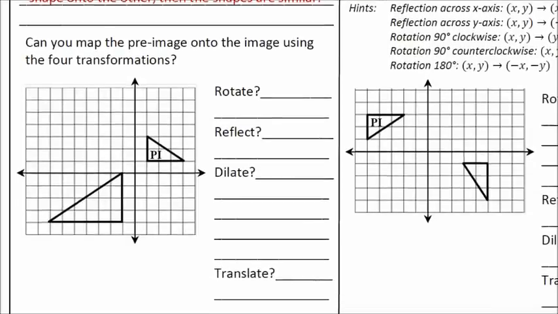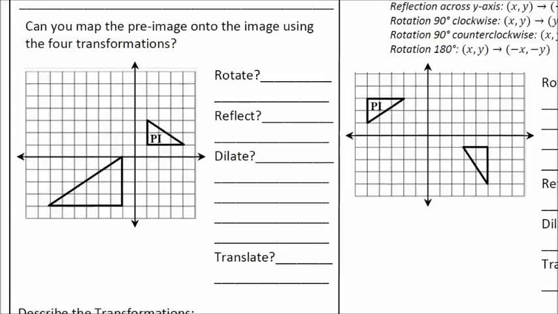So if you take a look at our graph here, we've got a pre-image. Here's our starting point. Can we use transformations to get from here to here? If we can do that, then we have proved that those two shapes are similar.